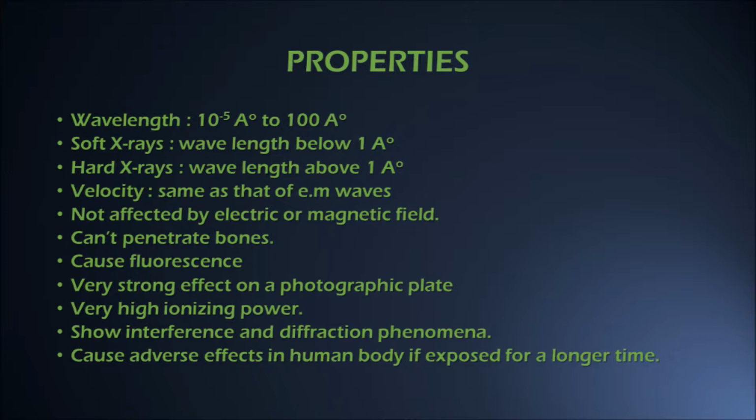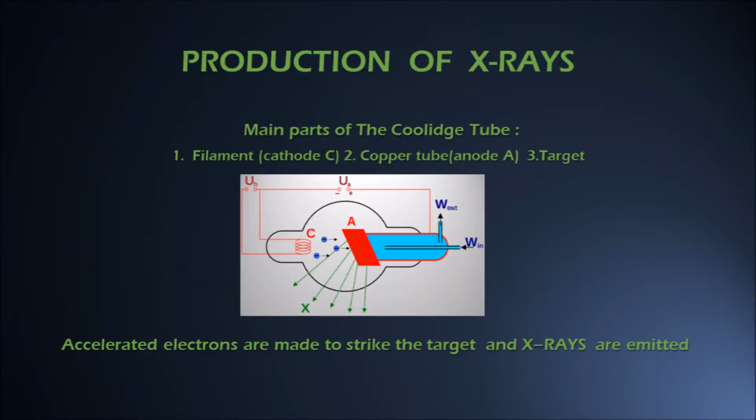Emission of electrons takes place from surface of metals when X-rays are made incident on them. X-rays can cause chemical and biological effects in human body if exposed for a long time. Now let us come to the point how these so popular X-rays can be produced. What apparatus is used for this?